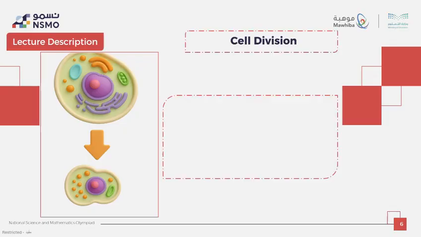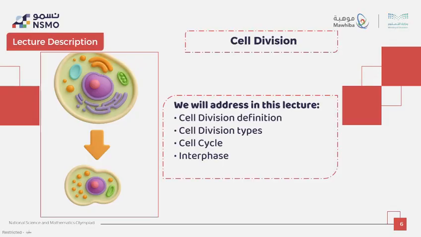In this lesson we answer: what is cell division? Why does it occur? And what is the cell cycle? Look at this image here, guys. The image shows a cell dividing into 2 cells. 1, 2. That happens millions of times daily in your body.